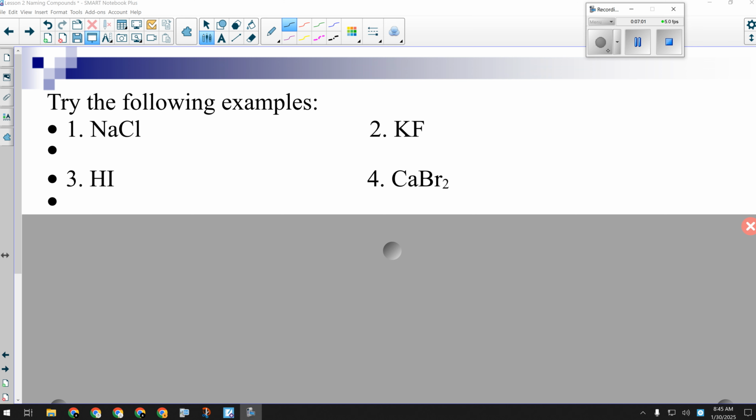Okay, let's quickly go over this. Obviously, we've done the first one already. Na stands for sodium. So we go sodium. That's the name of the metal. And then this is chlorine, so we would call it chloride. And there we go. That one's done. Number two, what does K stand for? Potassium. Okay, and F? Fluoride.